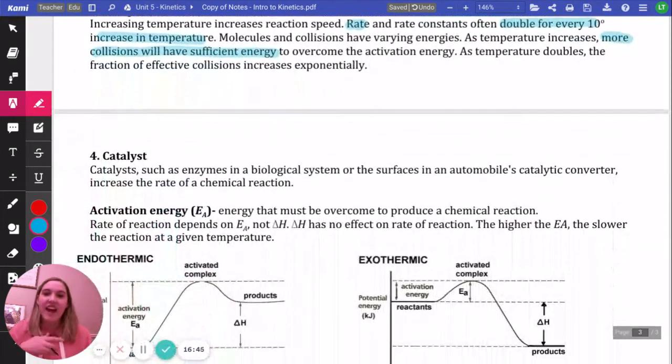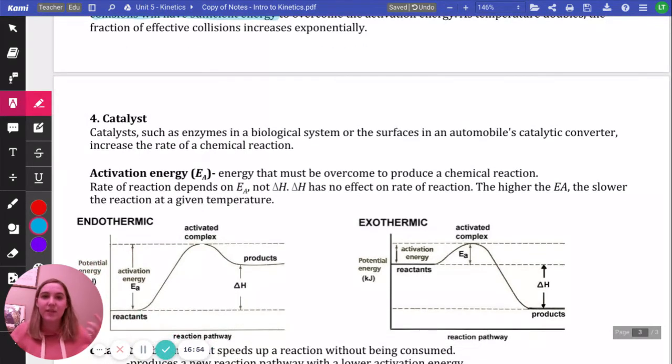So temperature. And then the last of our main ones is catalysts. So catalysts also can increase the rate of a chemical reaction. Now, they increase it by lowering the activation energy.